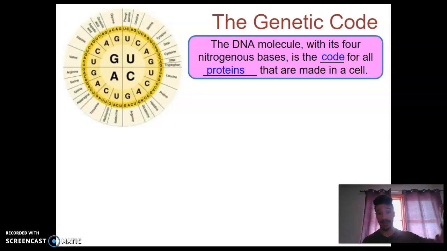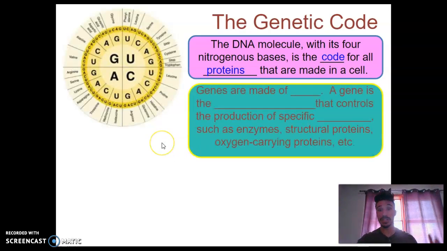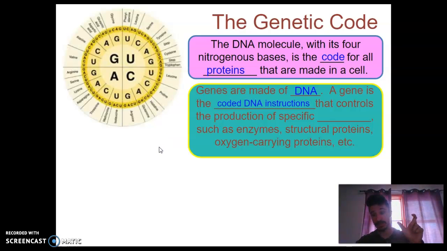Remember on the whiteboard I had DNA is made into RNA, is then made into protein. It follows that order every single time. To go from genotype to phenotype, you must go from DNA to protein. Now, genes are made of DNA. We know this from previous units. A gene is the coded DNA instructions. A gene is a small segment of DNA that is a certain sequence of nitrogen bases, aka nucleotides, that's going to control the specific production of a protein.